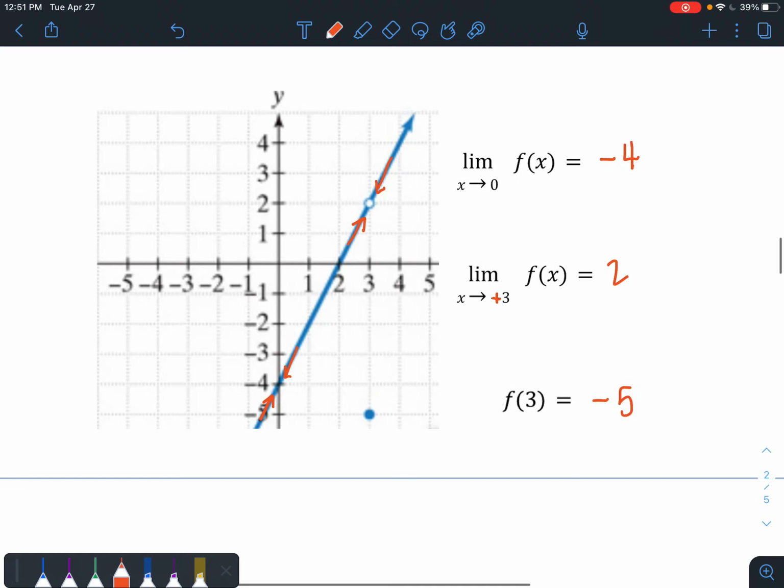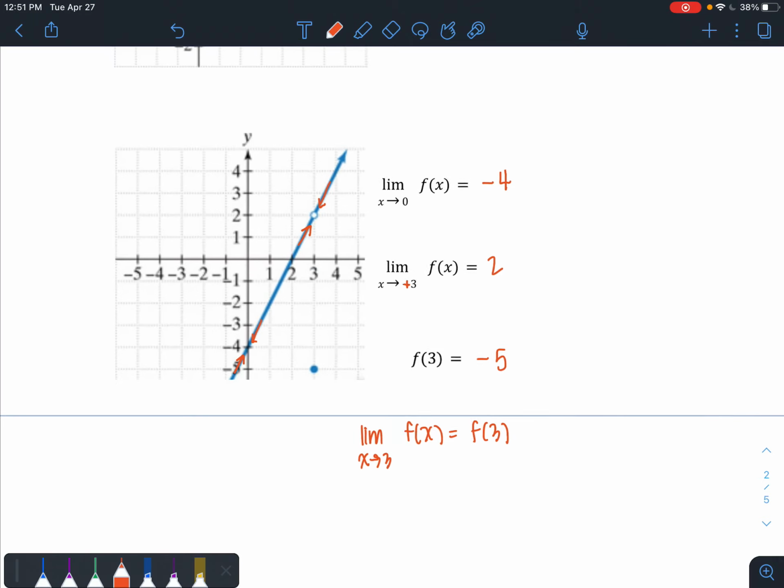Okay, so the limit as x approaches 3 of f of x is not equal to f of 3. So sometimes those values don't always line up.